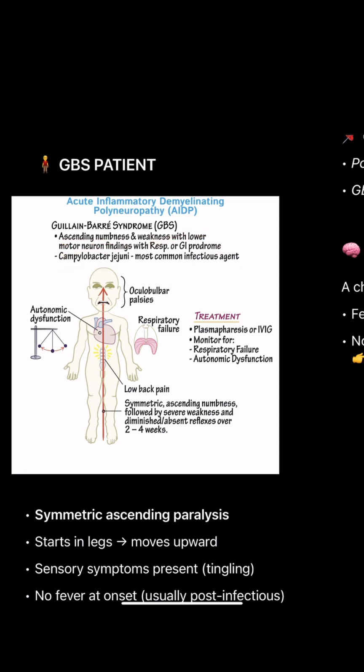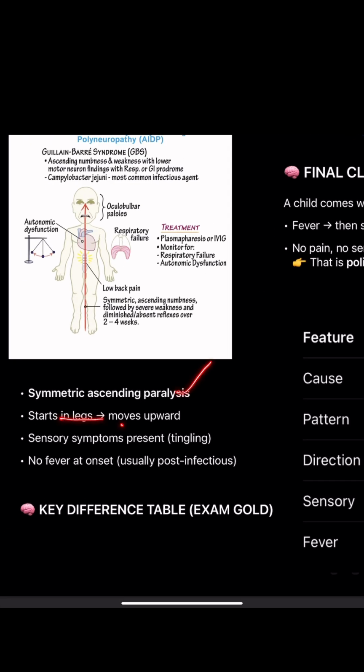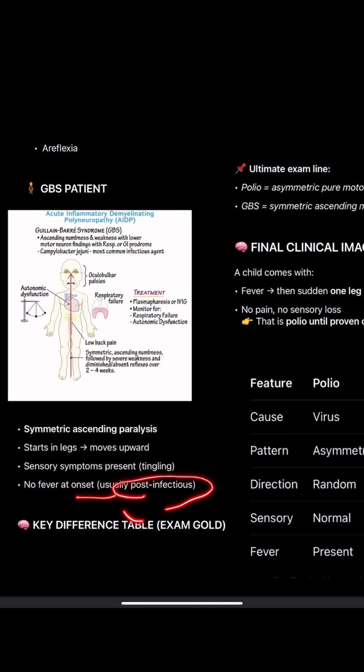It is due to Campylobacter jejuni. It is the most common infectious agent, and as a treatment, that's not a very necessary thing. So, symmetric flaccid paralysis starting in the legs and moving upward, and sensory symptoms present, like tingling. No fever at onset, and usually it's post-infectious fever that will be there.